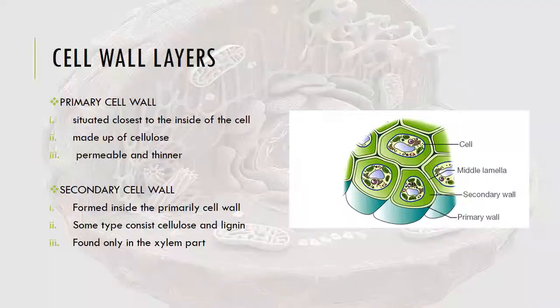Last but not least is the secondary cell wall. This layer is formed inside the primary cell wall once the cell is completely grown. This layer provides the characteristic rectangular or square shape to a cell. It is also the thickest layer and permits permeability.